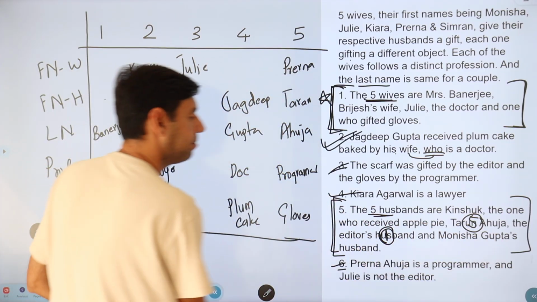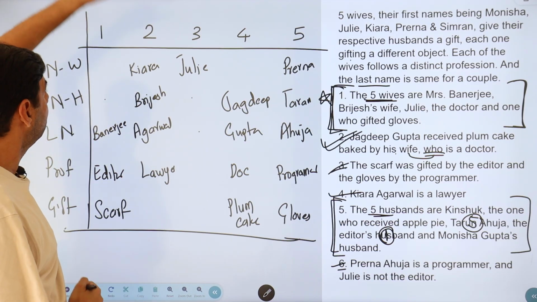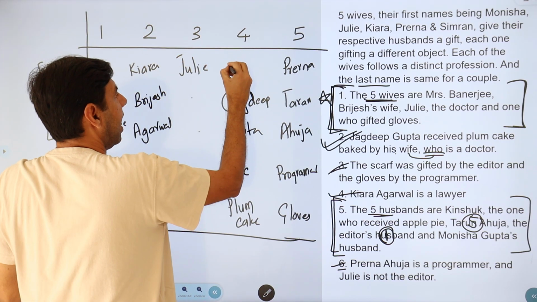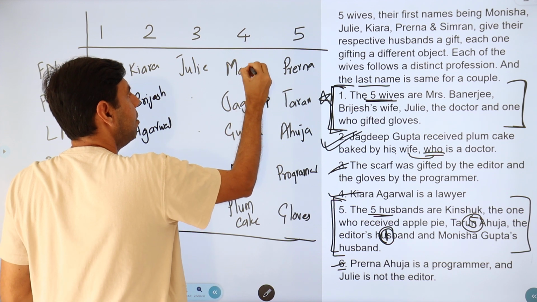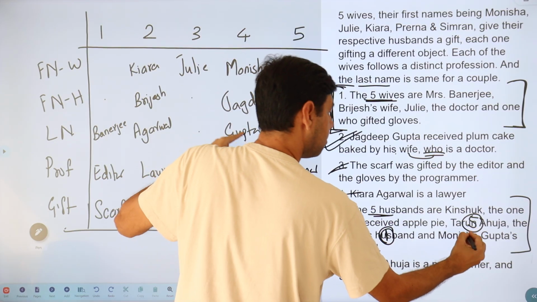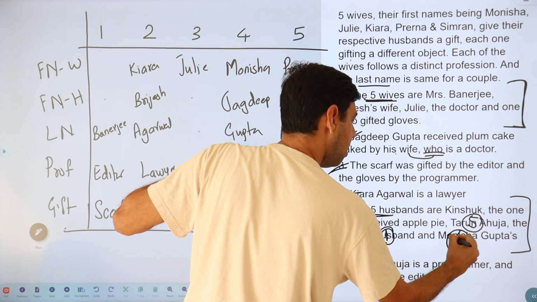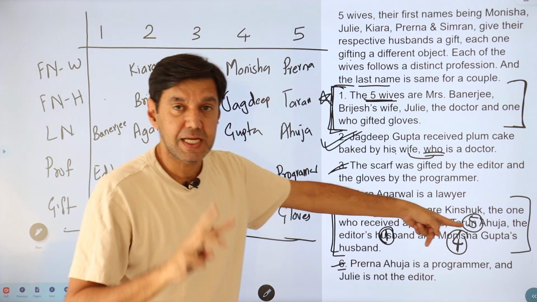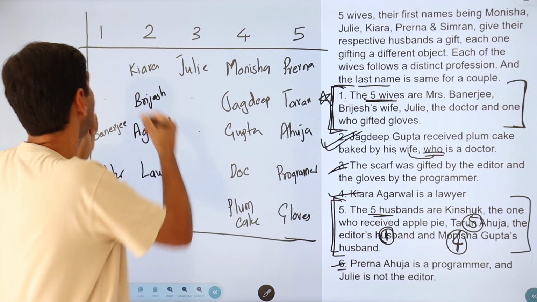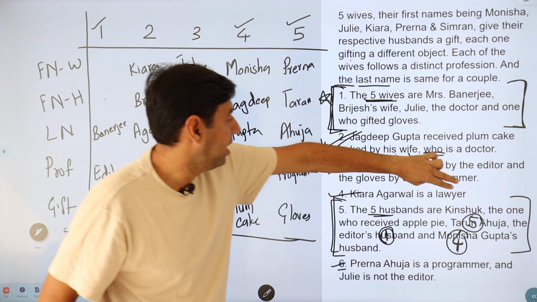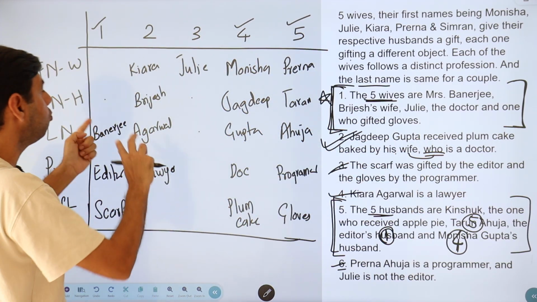And Monisha Gupta's husband. Oh, so there's a Monisha Gupta. This can't, oh, there's here Gupta. So this has to be Monisha. Monisha Gupta's husband is another one. So this is 4. So 1, 4 and 5 are done. So which are the other 2 individuals left? 1 is done, 4 is done, 5 is done, 2 and 3. So Kinshuk and apple pie will be in 2 and 3.